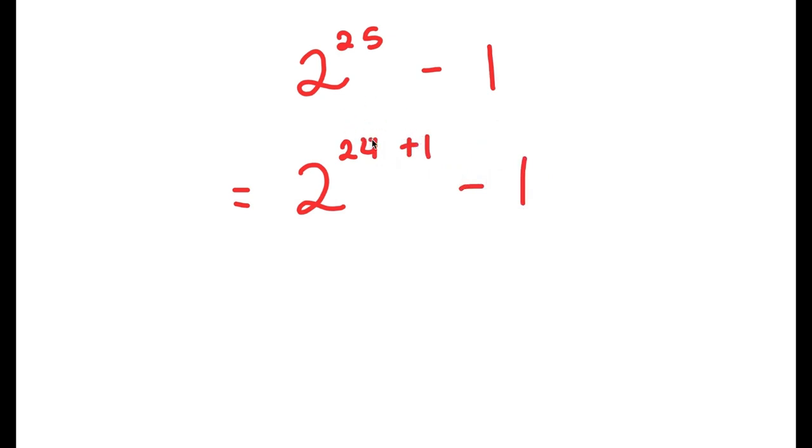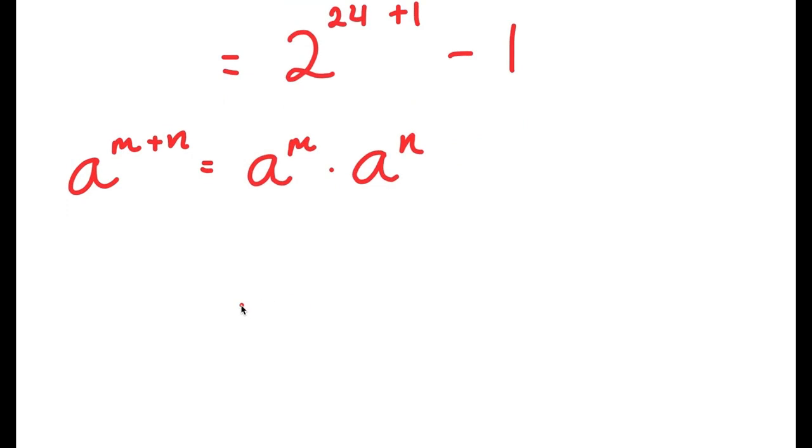And the reason I'm doing this, and rewriting 25 as 24 plus 1, is so now I can use the property a to the power of m plus n is equal to a to the power of m times a to the power of n. So 2 to the power of 24 plus 1 is going to equal 2 to the power of 24 times 2 to the power of 1 minus 1.